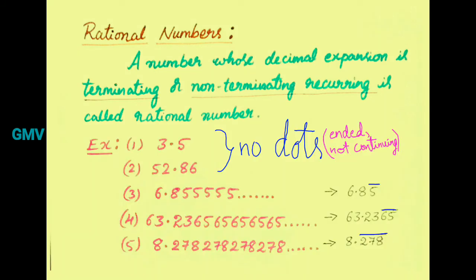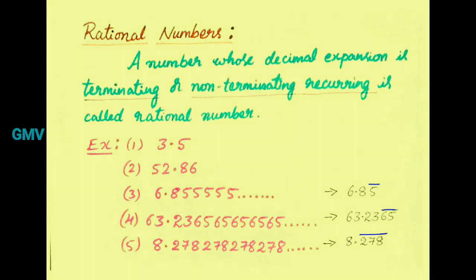See the examples. In first and second examples, the decimal expansions are terminated. It means they ended. So those are called as the rational numbers. In third example, in the decimal expansion, 5 is repeating. It is indicated by the dots. In fourth example, 65 is repeating. It is indicated by dots. And also in fifth example, 278 is repeating. So third, fourth, fifth examples are having non-terminating recurring decimal expansions. Hence those are called as the rational numbers.